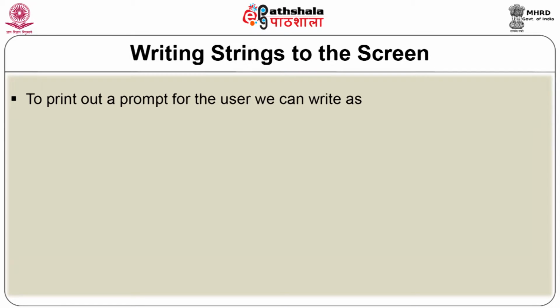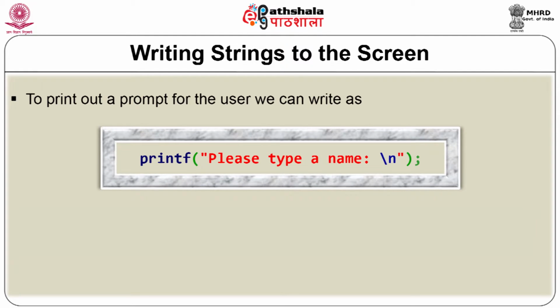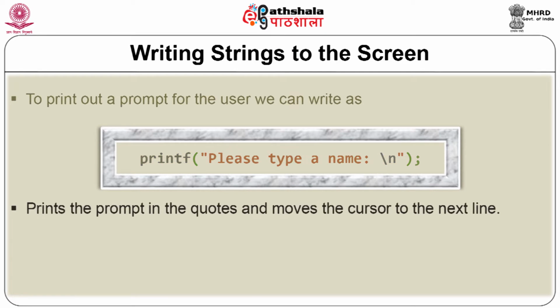This statement prints the name on the computer screen, like printf("Please type a name:\n"). So this will display a message on the screen like "please type a name". This statement prints the prompt in quotes and moves the cursor to the next line because there is \n in the printf statement.